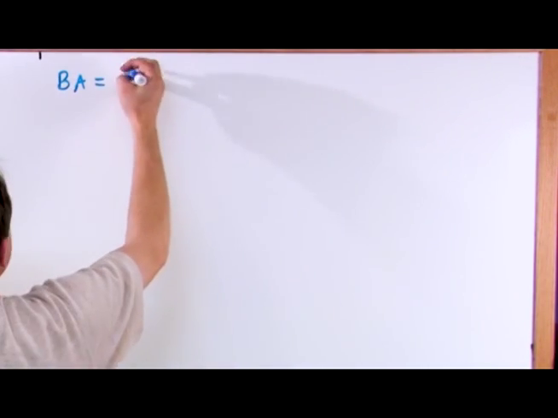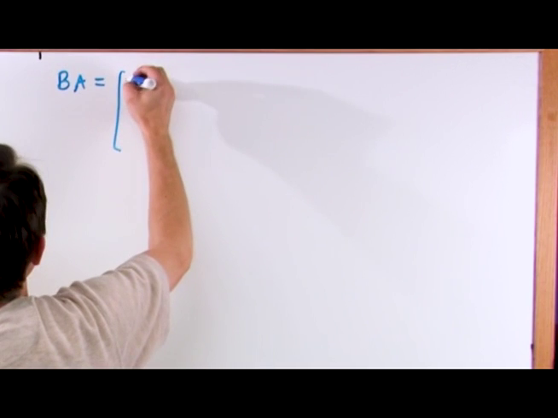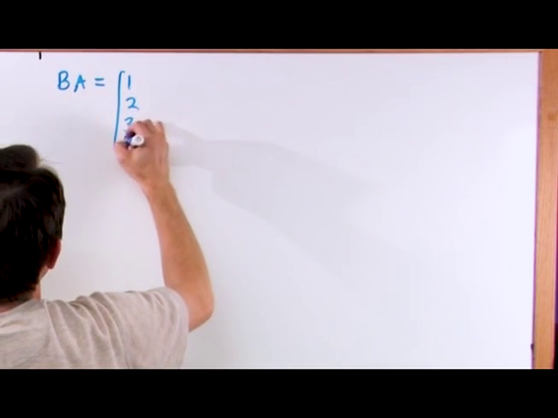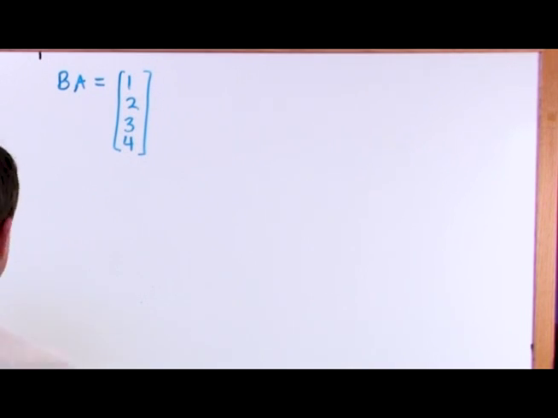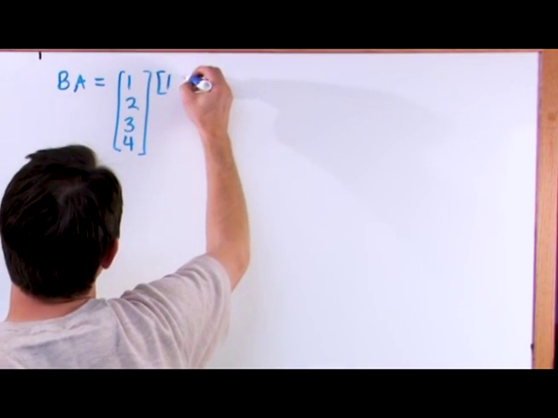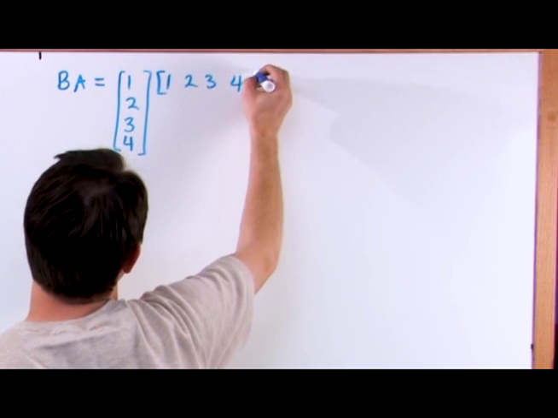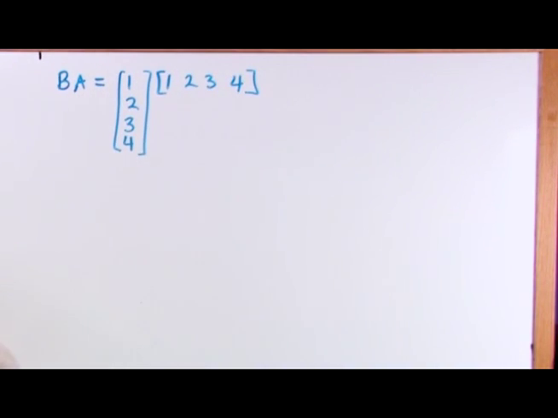Now if you remember, you have to write them the same way. 1, 2, 3, 4. However the matrices are oriented, you have to write them that way. A was written as 1, 2, 3, and 4. So this is B times A, and I really want to know what this equals because I'm curious if they're actually equal to the previous answer, and we know that they're not going to be, but let's figure it out.